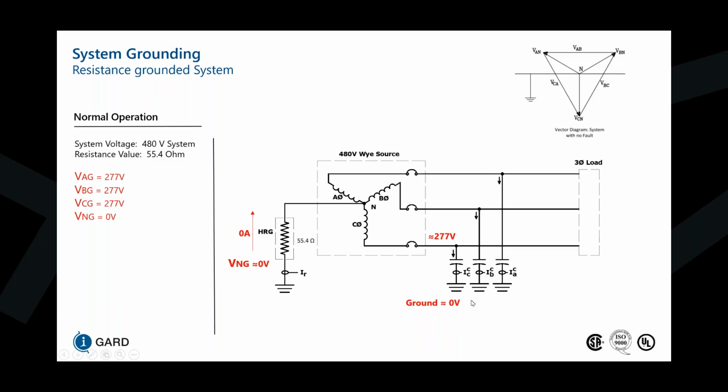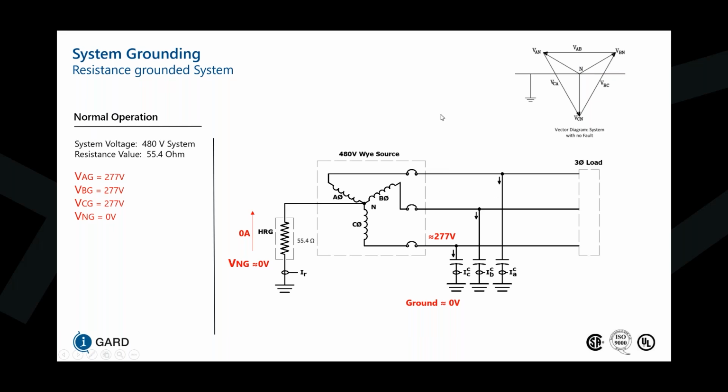I've drawn out the capacitance that exists between the conductors and ground. These capacitances don't provide any contribution at the moment in normal operation because as they go to ground, they're canceling each other out based on their vector. Our vector diagram for voltage is also intact, and our line to ground voltages are in normal condition at the moment.